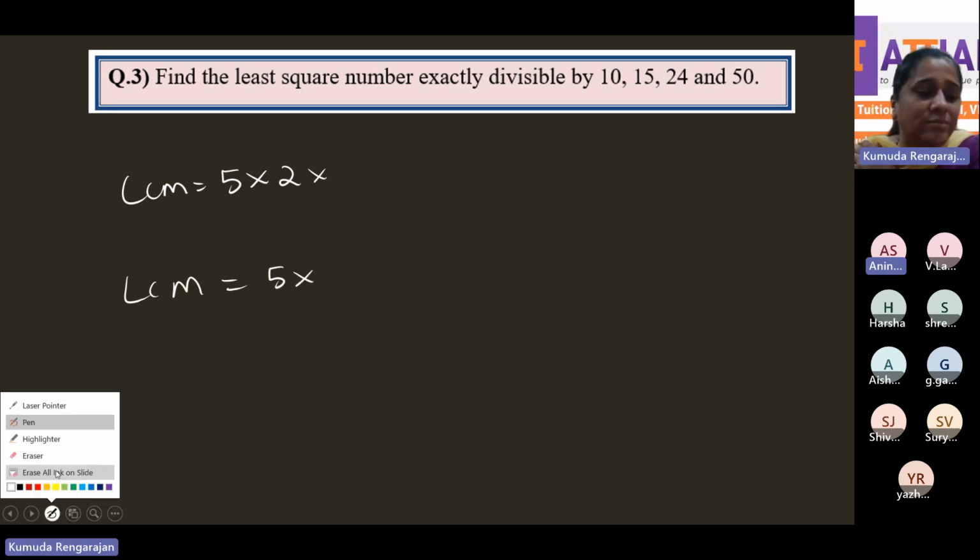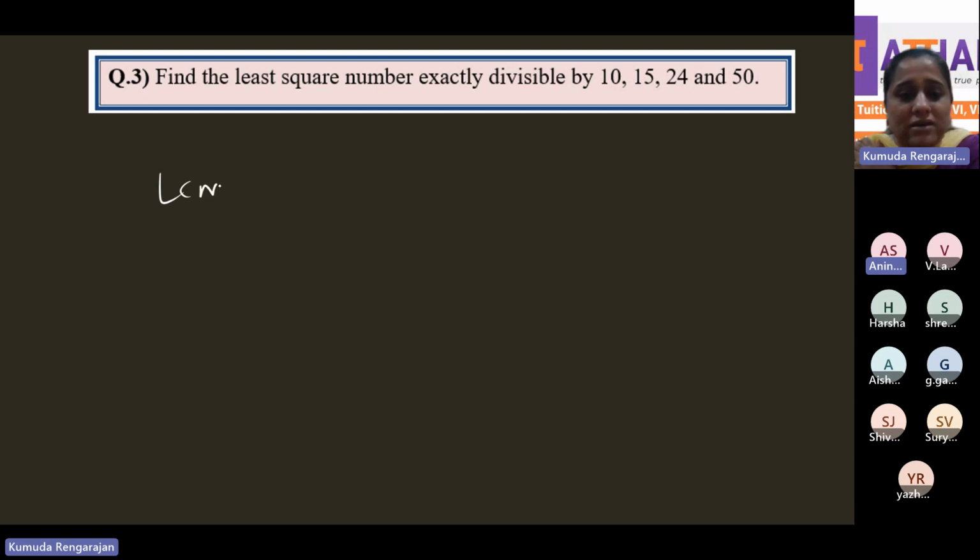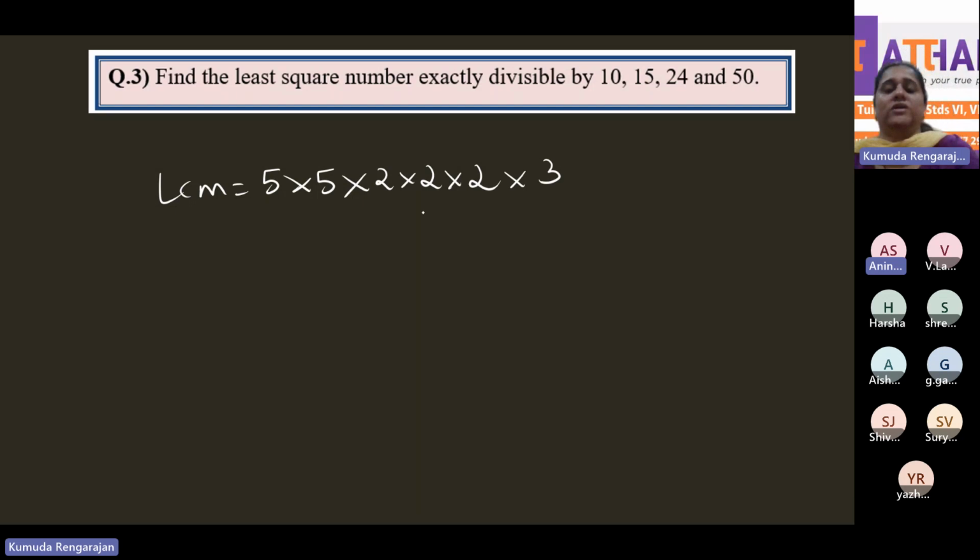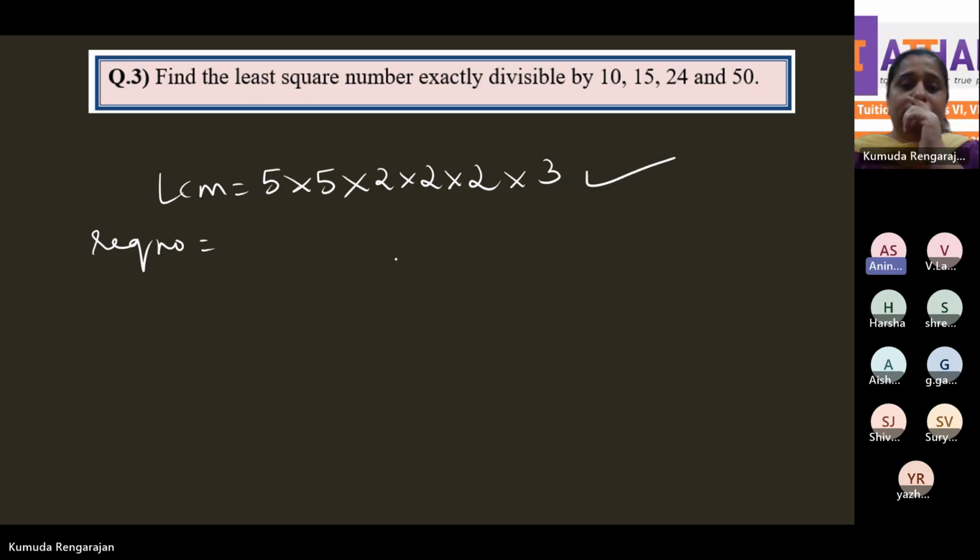Oh no, I didn't get it. 1 minute. Sorry. Come again. 2 5s, 3 2s, and 1 3. All right. Okay. So this is the LCM of the four numbers. And what is the required number? The final answer. Ma'am, I got 60.